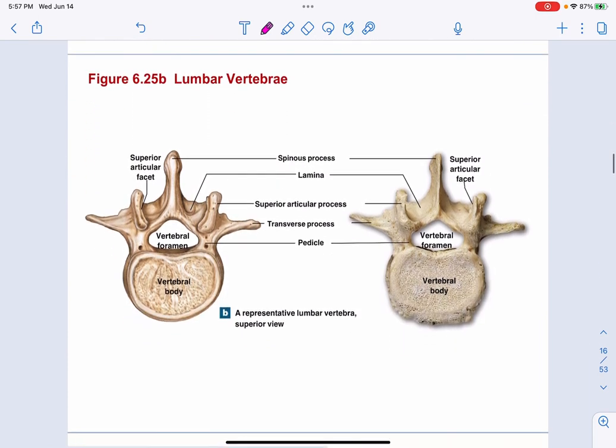Here is an image from your book showing you the features of the lumbar vertebrae. So here's an actual image of bone. So when you are looking at it in lab, you can begin to make these features out. Again, these are the largest of the vertebrae. You can usually tell them apart from the other two based on the size of the vertebral body.